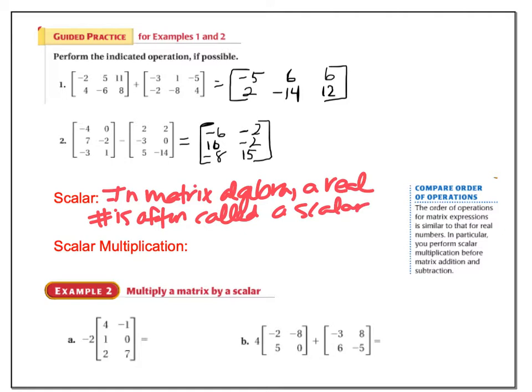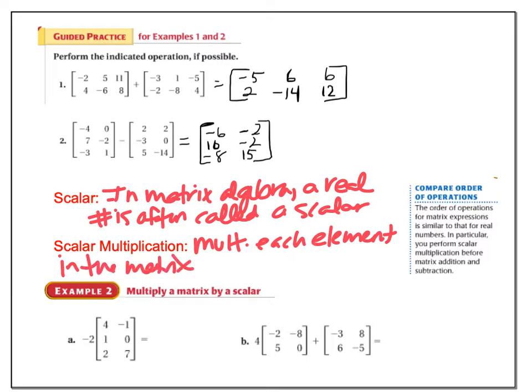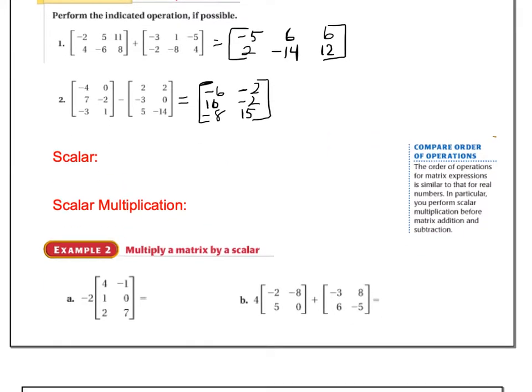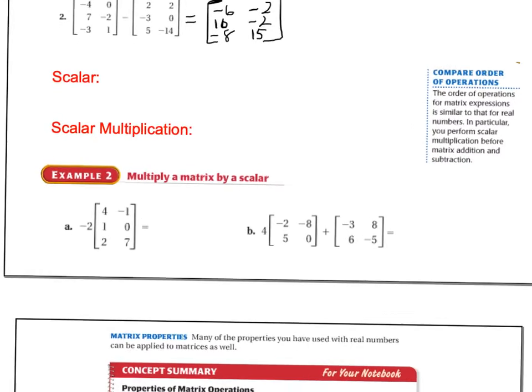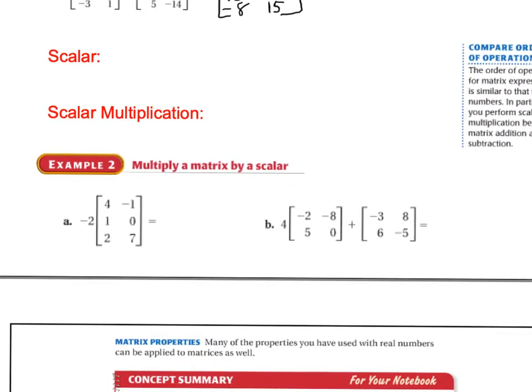So scalar multiplication is multiplying each element in the matrix by whatever scalar you have. So you multiply each element in the matrix by the scalar. So let's move down here to our examples and see what a scalar looks like.